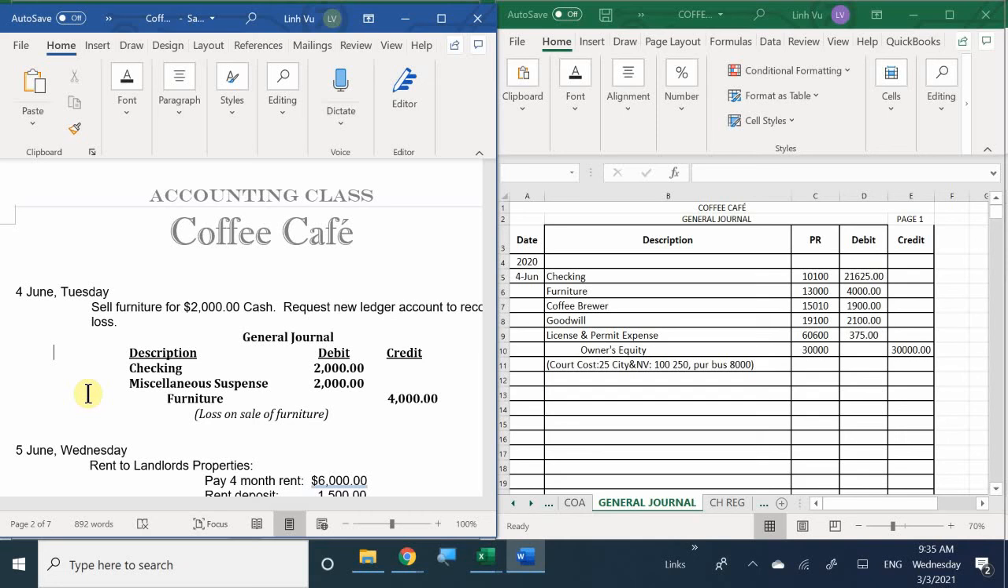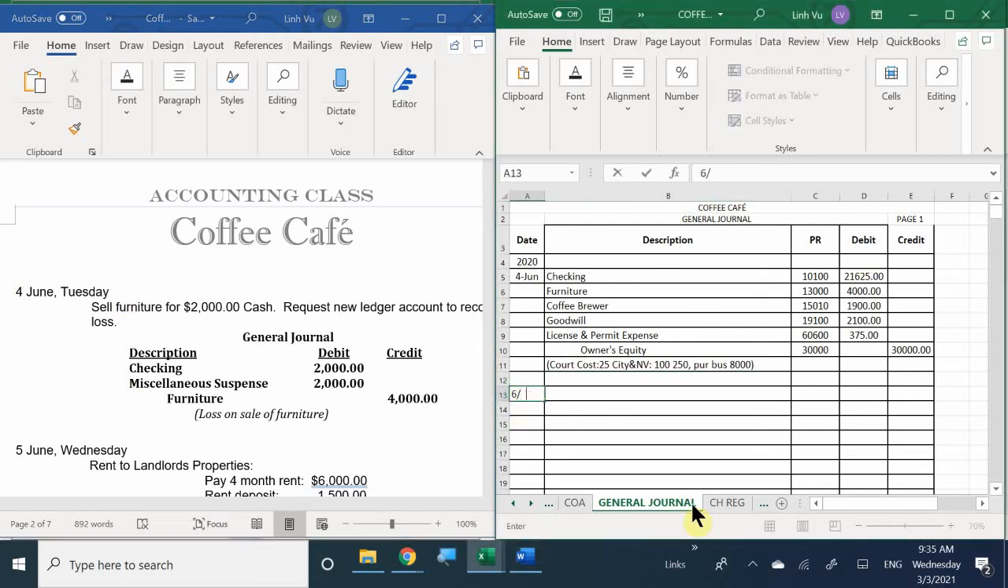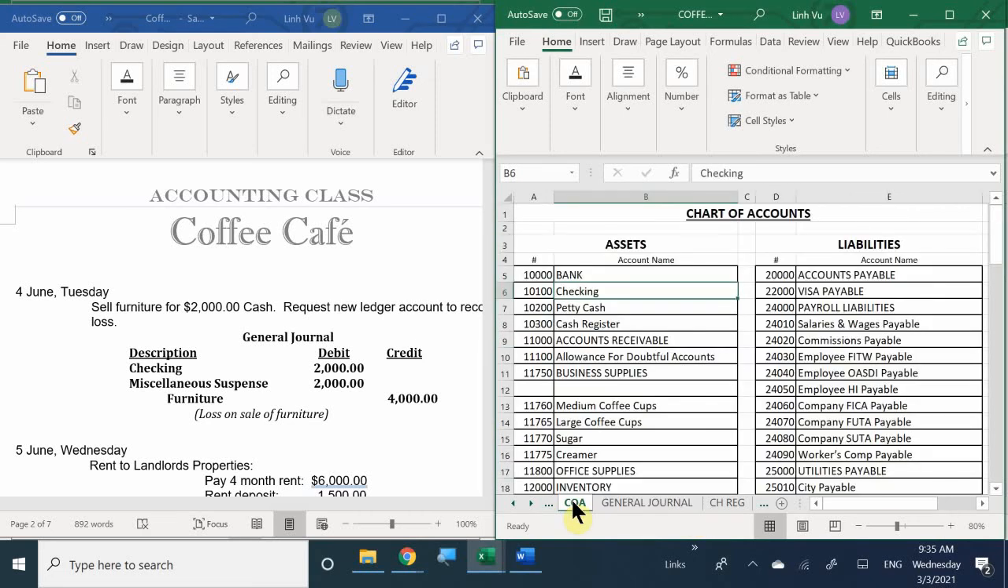So I'm going to place it in a placeholder for now as miscellaneous suspense, which literally means random stuff. It's in the air somewhere. So let's go ahead and journalize this. On June 4th, we received cash, right? Do we have an actual cash account?